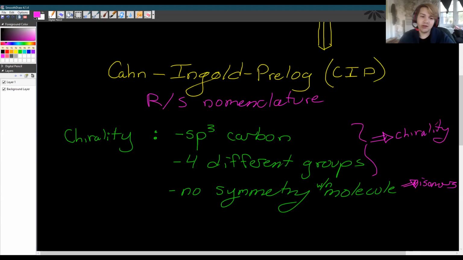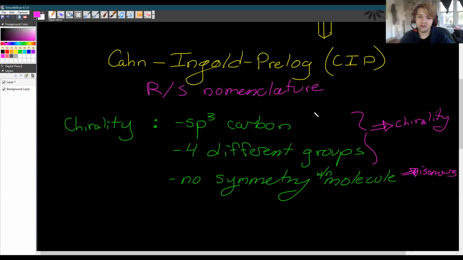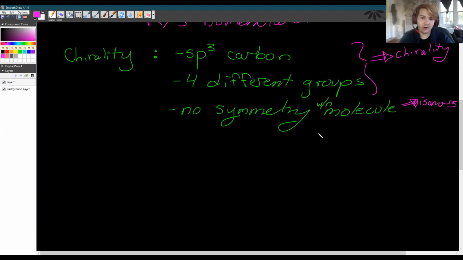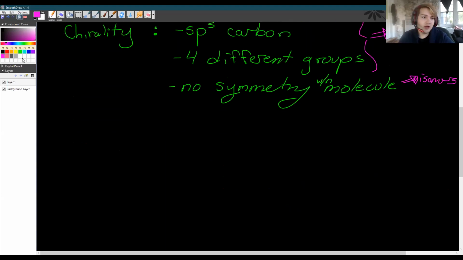All right, so before we even jump into R and S, we have to be able to describe where chiral centers are, okay? And so let's say that we just take a molecule like this. And the question that I'm going to be asking is: circle the chiral carbons.